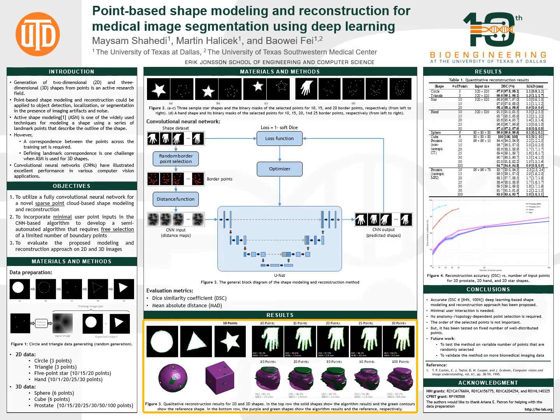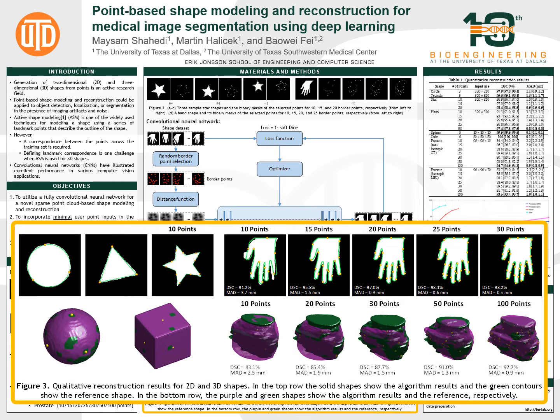This figure shows the qualitative results of shape modeling and reconstruction for sample shapes from different datasets. Let's have a closer look. In the first row, the green contours show the desired shapes, and the solid white shapes are the reconstructed shapes generated by the algorithm. In the second row, the green shapes are the desired shapes, and the purple ones are the algorithm-based reconstructed shapes. The yellow dots show the selected boundary points used as the inputs.